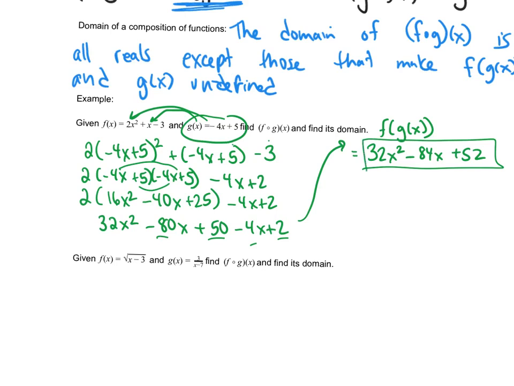Now, we also wanted to look at the domain. First of all, we want to look at our composition. At the end, this is just a quadratic. I can put any x in I want. There's no exceptions there. I also want to look at the function I plugged in up here, the negative 4x plus 5. Is there any x that would make that undefined? Well, there's not. So the domain is all reals. Remember, the things you want to look at for domain restrictions are fractions, square roots, logs, trig functions, things like that.